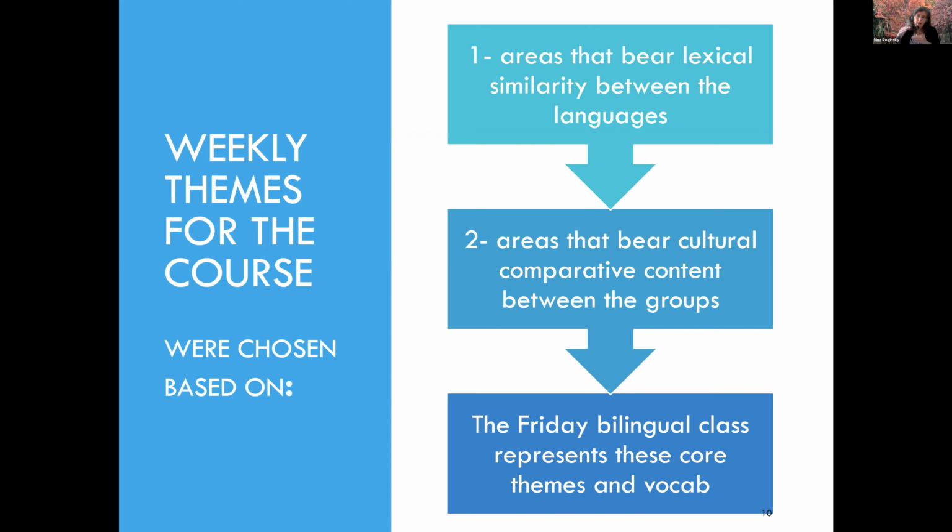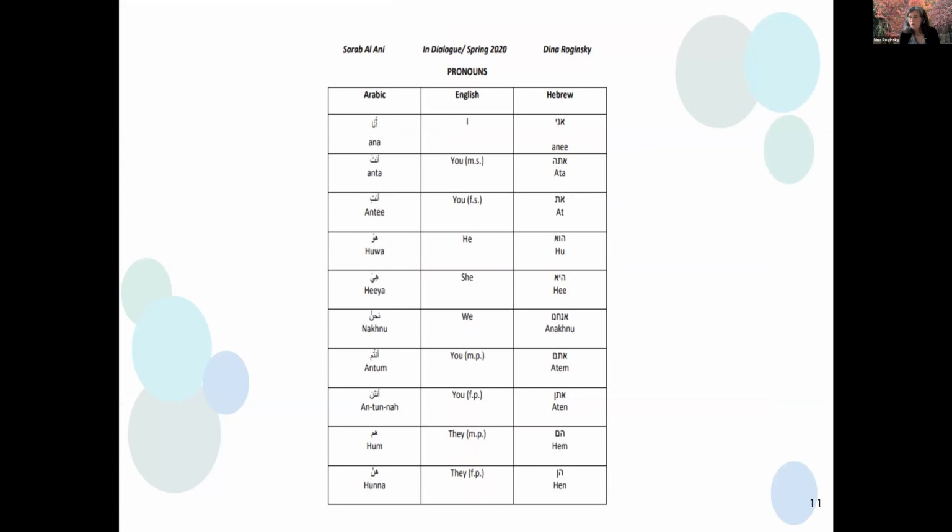So there was vocab, there was cultural content, and then the Friday section, as I've described, was actually a trilingual class. The English mediates both the Hebrew and the Arabic exposure to the basic vocab and ideas. And the next slide shows you one of the first lists.